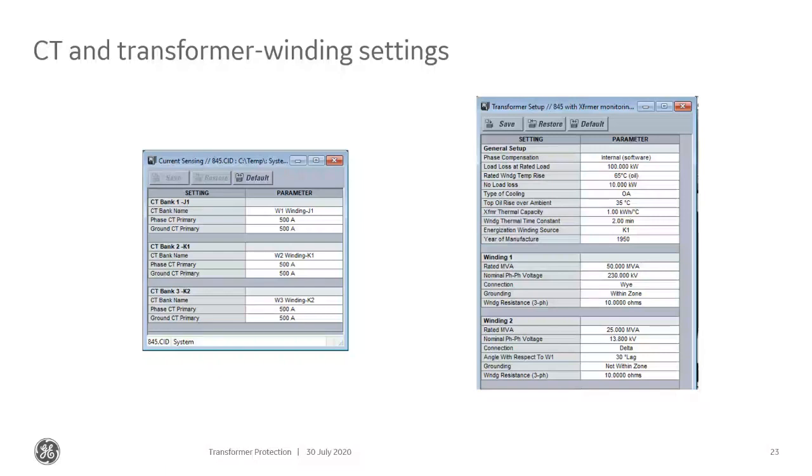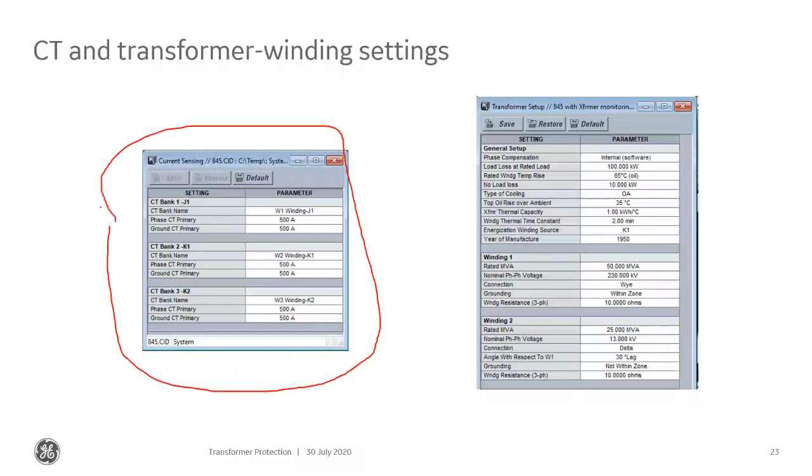So here's inside of the 845 relay. This is where I'm going to set up my CTs, right? So I'm going to set my 3 windings. And this is also where I'm going to set the CT ratio. Now, typically, we're not going to have CT ratios all be 500 to 5. Probably not going to have the ground CT ratio be the same as the phase either. But once I set that up, now I need to tell the relay things about my transformer in general, and I also need to tell it things about the winding.